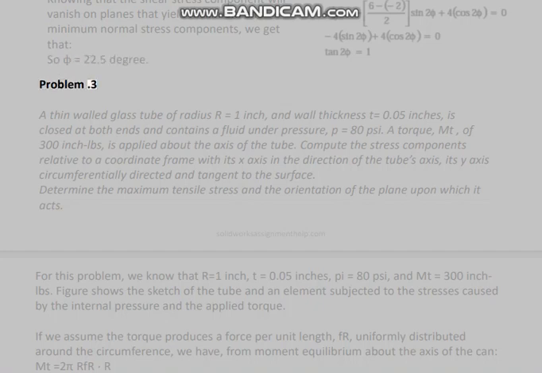Problem point 3. A thin-walled glass tube of radius r equals 1 inch and wall thickness t equals 0.05 inches is closed at both ends and contains a fluid under pressure, P equals 80 psi. A torque, MT, of 300 inch-pounds is applied about the axis of the tube. Compute the stress components relative to a coordinate frame with its x-axis in the direction of the tube's axis, its y-axis circumferentially directed and tangent to the surface. Determine the maximum tensile stress and the orientation of the plane upon which it acts.